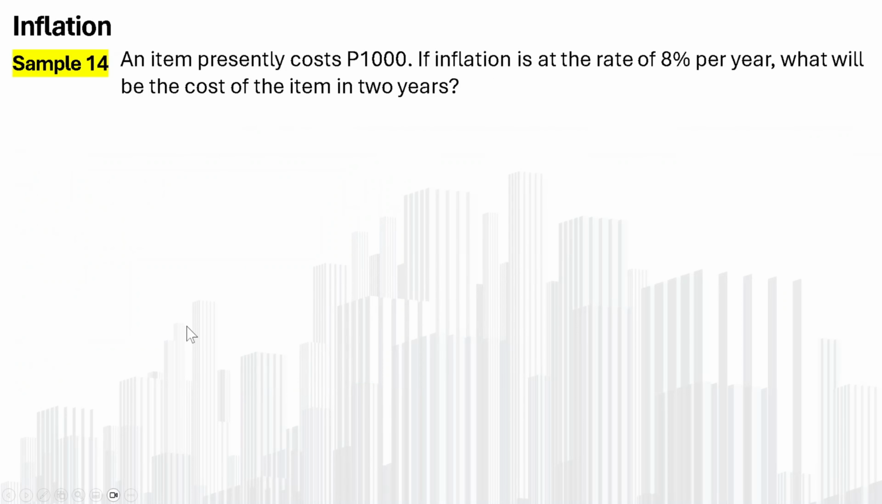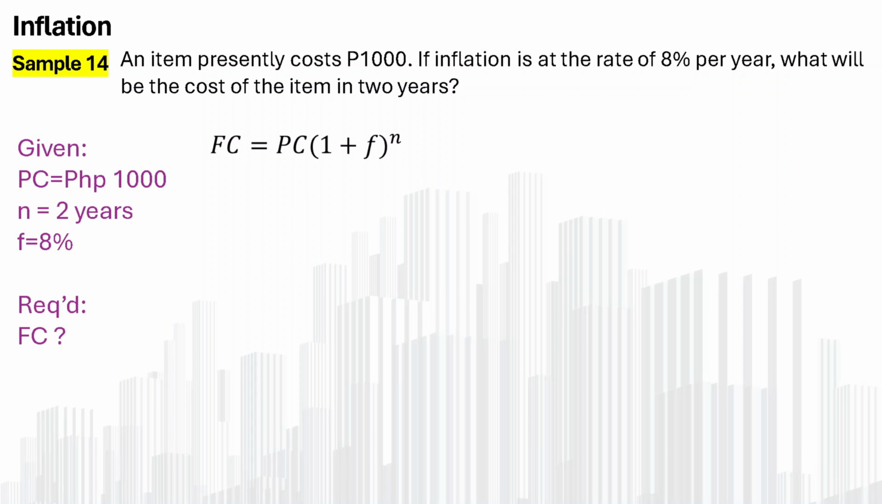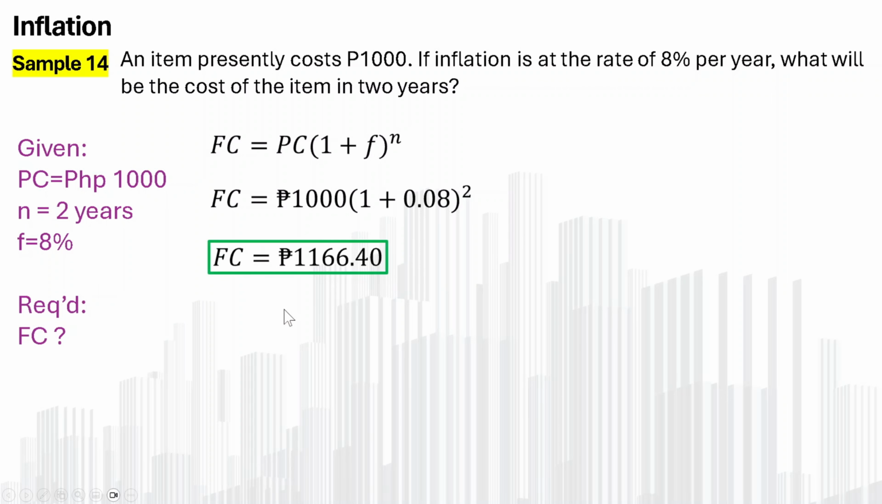Okay? Now, ito naman yung sa isang formula na pinakita ko doon, not properly labeled. So, what if pinapatanong sa'yo, an item costs 1,000 pesos presently? Now, if the inflation is at the rate of 8% per year, what will be the cost of the item in 2 years? So, ito siya. And then, ang kailangan naman natin itong formula na to. So, we substitute yung formula kasi kailangan natin yung future costs. We have yung inflation rate. We have everything na dito actually. So, we substitute. So, 1,000 times (1 plus 0.08) and then i-square natin, yung sum nyan will give you 1,166.4 pesos.